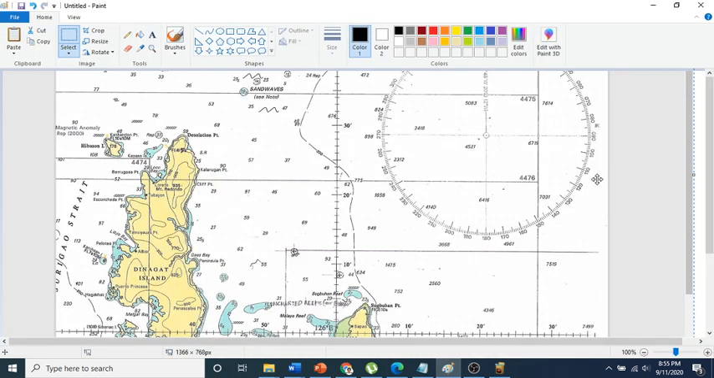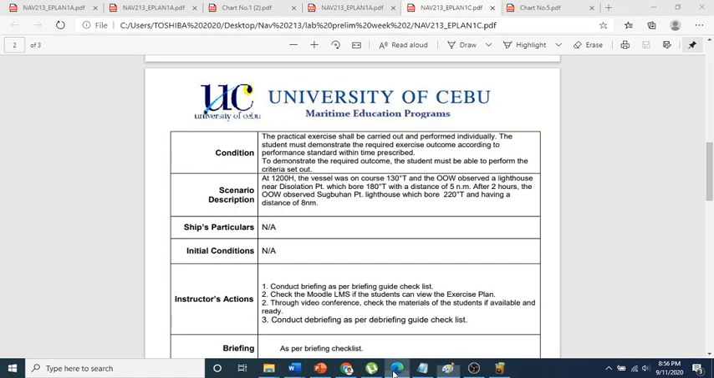So this is Desolation Point, and it bore 180 degrees and 5 nautical miles. So just take this line of position, we measure it around 5 minutes and point it here at Desolation Point. This is at 1200, at 180 degrees and 5 nautical miles.